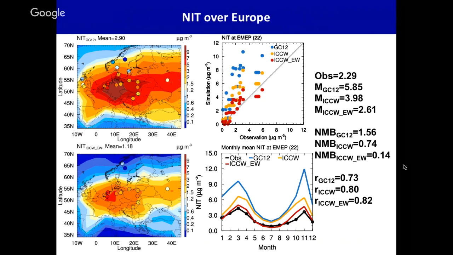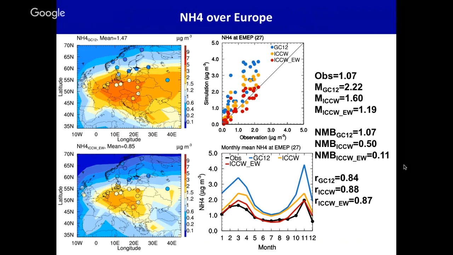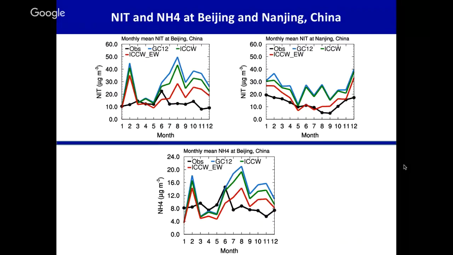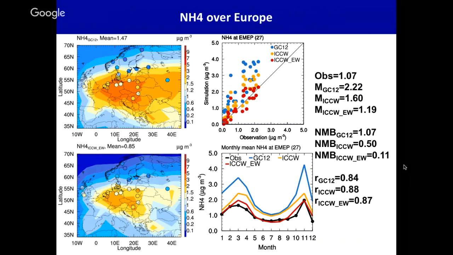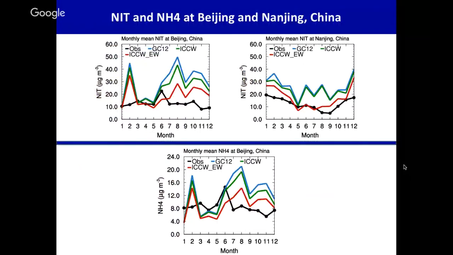And this is for ammonia. Ammonia has been a problem. Usually in the old version, it's 2 times higher. But after using the updated scheme, the values are very close to the observations. And we also compared the values over China. It has some improvement, but still has a lot of disagreement.